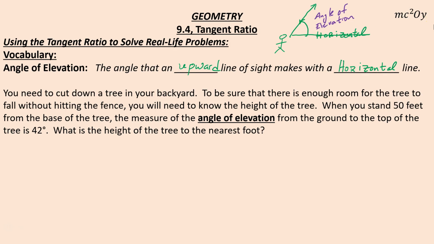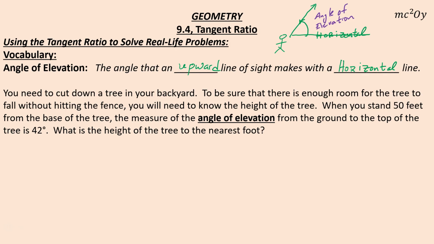Okay, so we have this scenario. You need to cut down a tree in your backyard. To be sure that there's enough room for the tree to fall without hitting a fence, you need to know the height of the tree. When you stand 50 feet from the base of the tree, the measure of the angle of elevation from the ground to the top of the tree is 42 degrees. What is the height of the tree to the nearest foot?